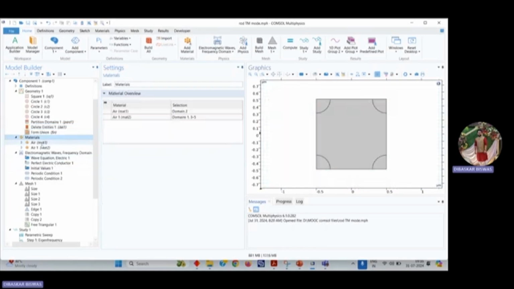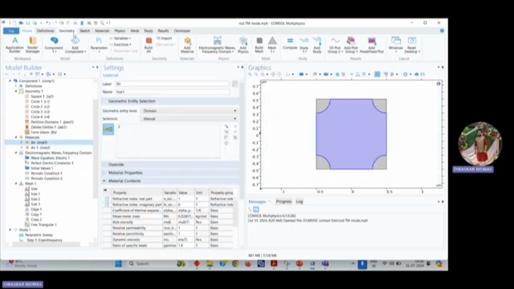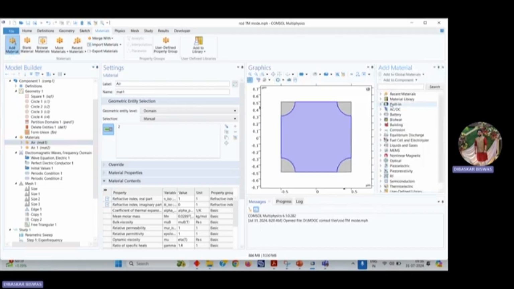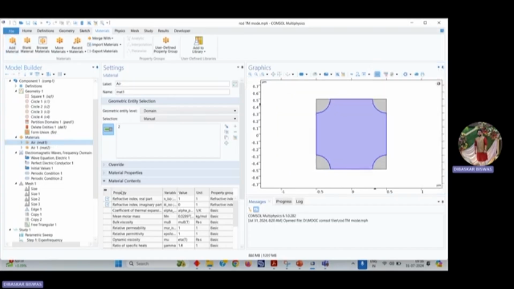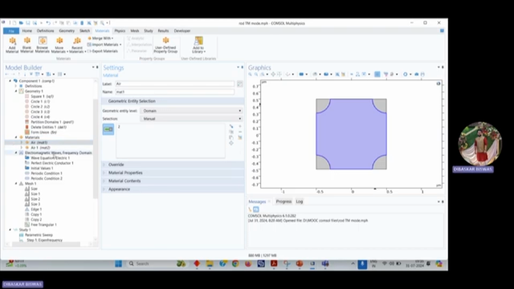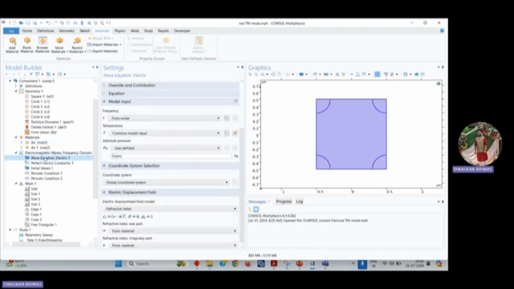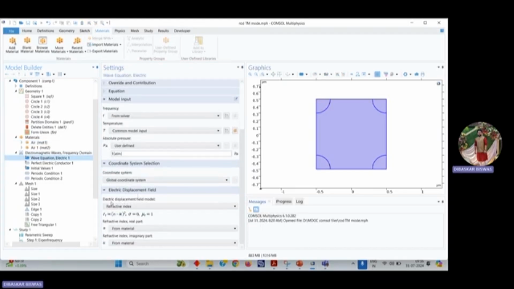For material, you go to the material part and add material, and in the built-in option you select air and add to component. Don't add to global materials, add to component only. Then air will come. After that you go to electromagnetic waves, sorry, wave equation, electric. You go down and see the electric displacement field model, and select refractive index.